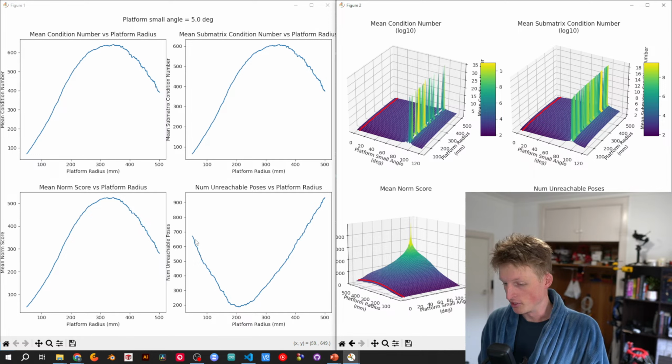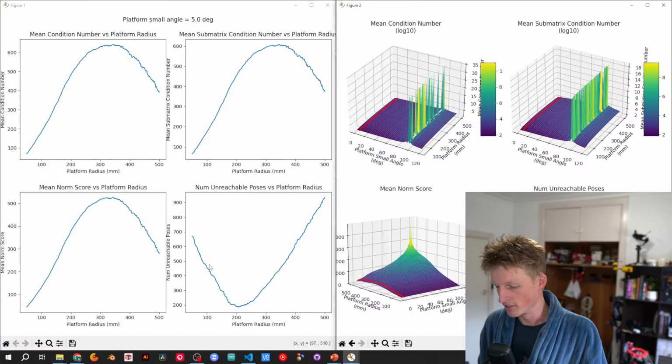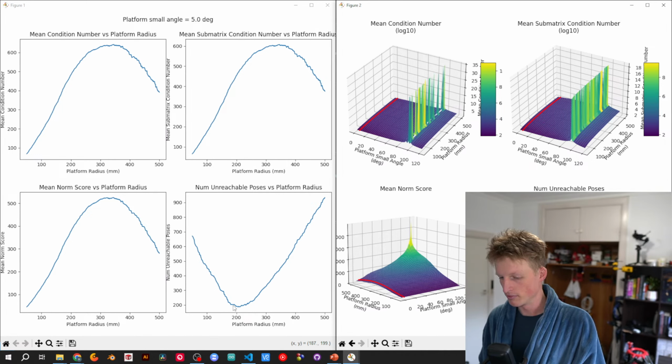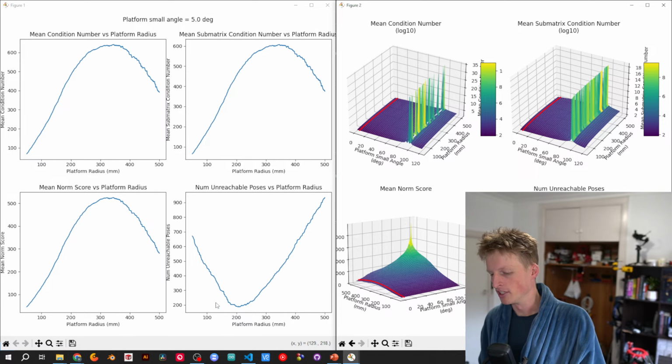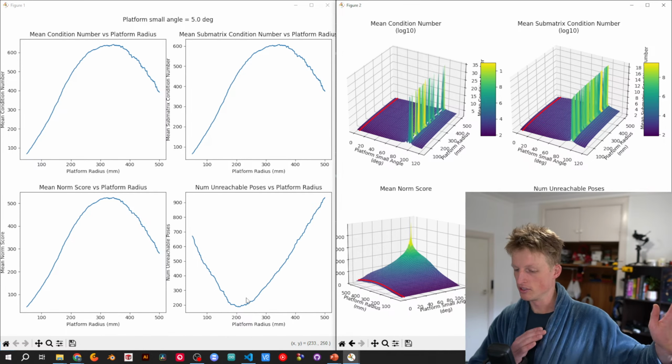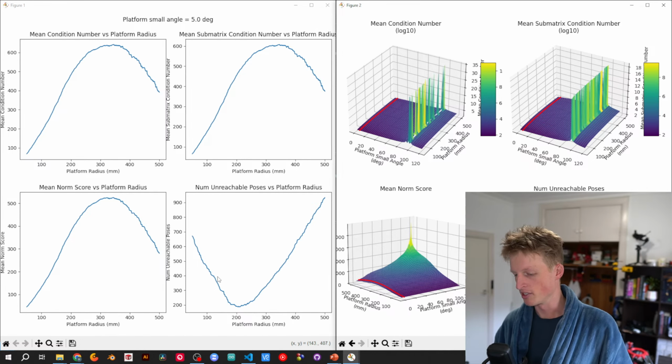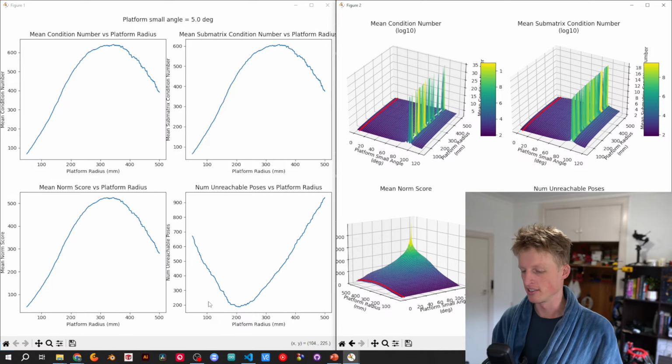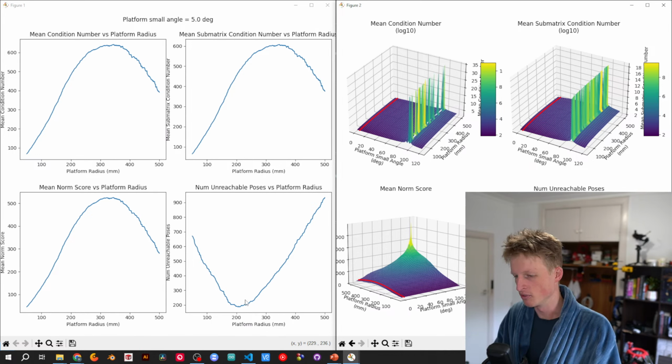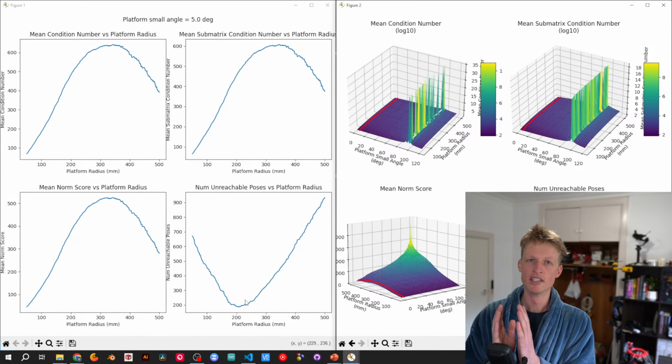But we don't want it to be too small because then we start missing points. And we also don't want the platform radius to be super small at the same time, because then we start missing points and then it becomes really structurally unsound. So to be honest, I'm leaning towards a really tight angle.